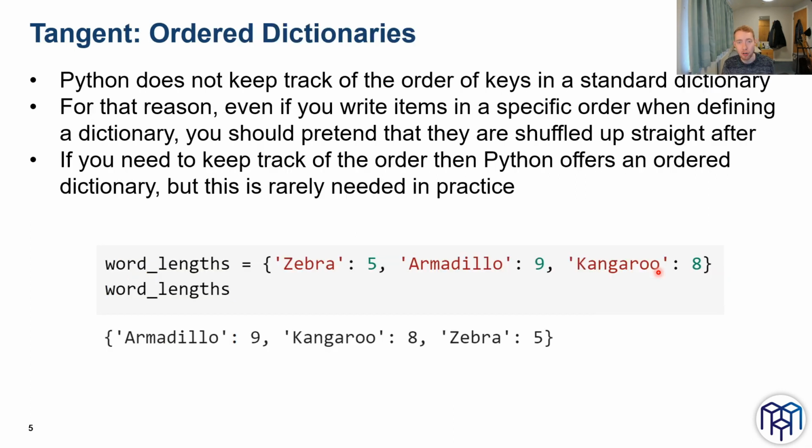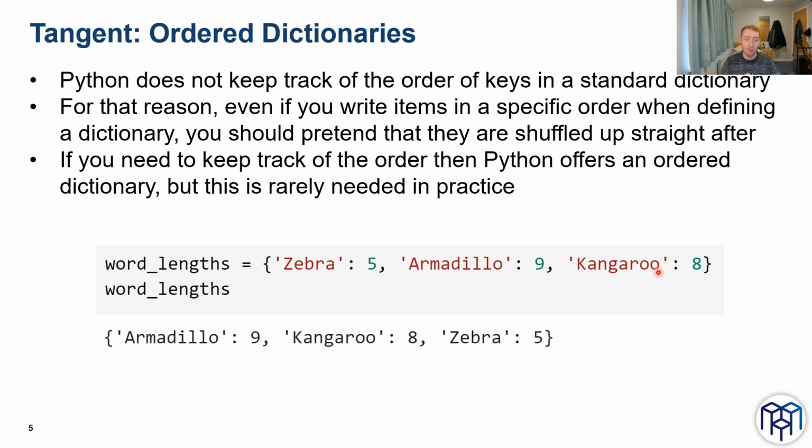Okay, and so I'm just going to go off on a quick tangent about the ordering of dictionaries. Python does not keep track of the order of keys in a standard dictionary. Actually, this has changed a bit over the evolution of the language. It kind of semi-keeps things in order, but it's best assuming that it doesn't, because the behavior can be quite complicated and inconsistent across versions. So, for that reason, the best thing you can do is assume that whatever order you put things in your dictionary, they'll be randomly shuffled around after, so you can't rely on their order.